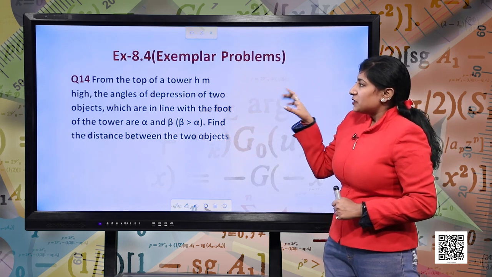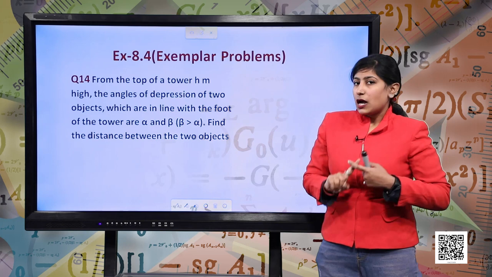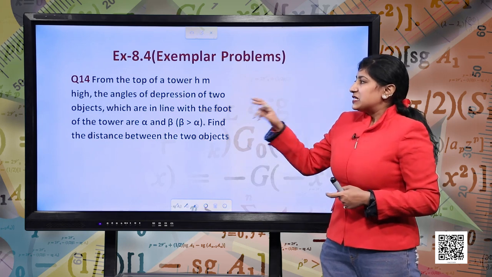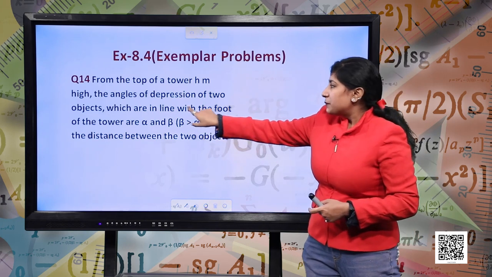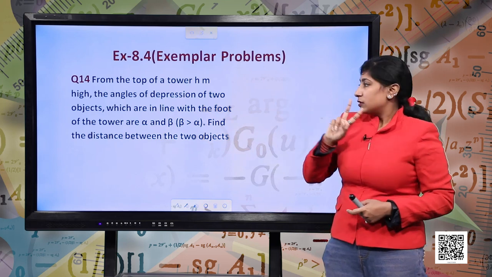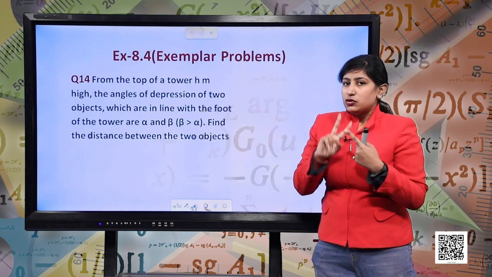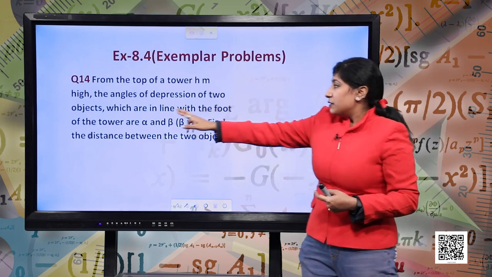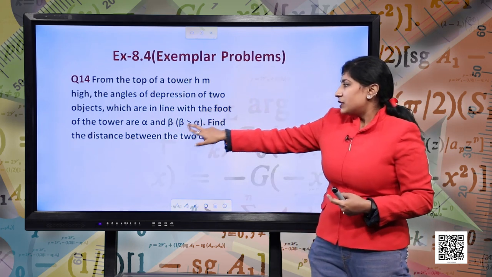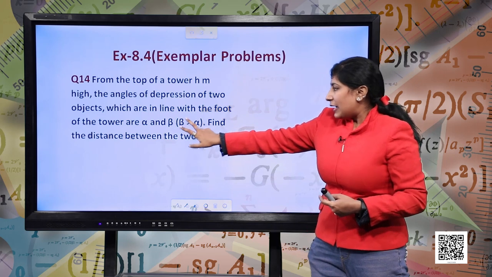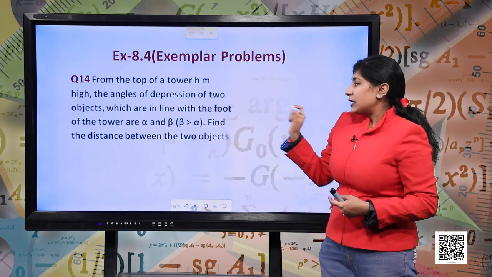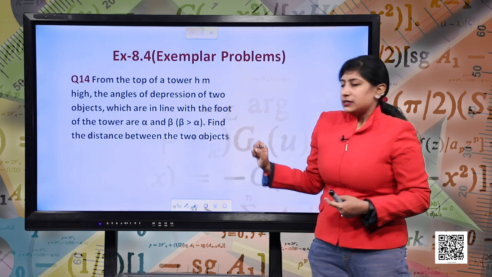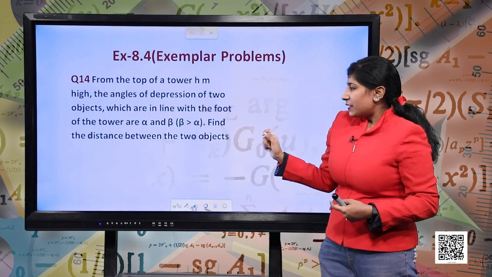From the top of a tower which is h meters high, the angles of depression of two objects, here it is talking about two objects, so the angle of depression is going to be different, which are in line with the foot of the tower, are alpha and beta. They are giving you that beta is greater than alpha. We have to find the distance.